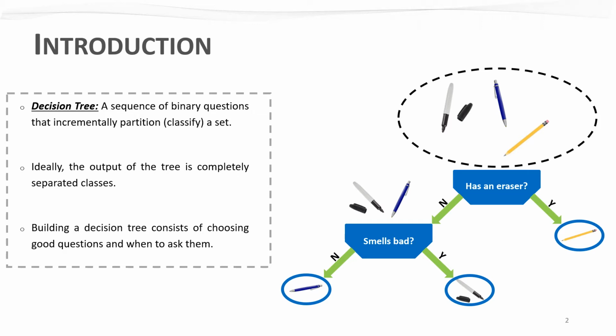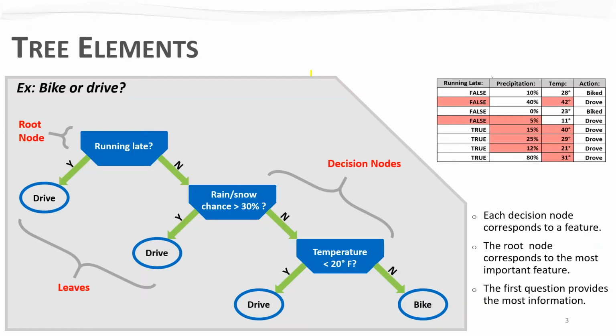From this, we see that decision trees operate in an intuitive way, but how do we construct them? To do so, we need good questions, and we need to know when to ask those questions. Before diving into a decision tree training algorithm, let's break down their anatomy.